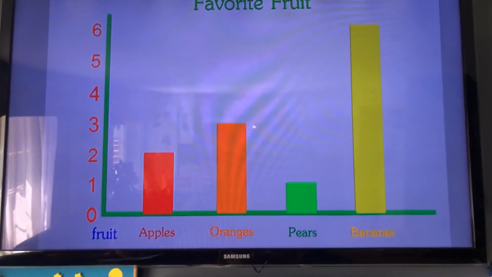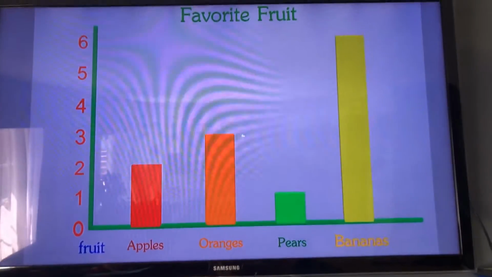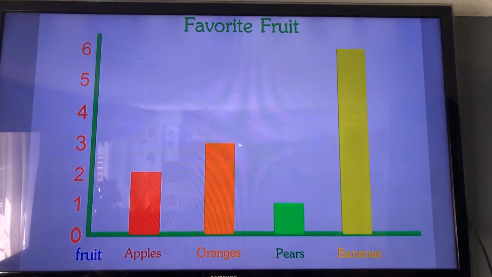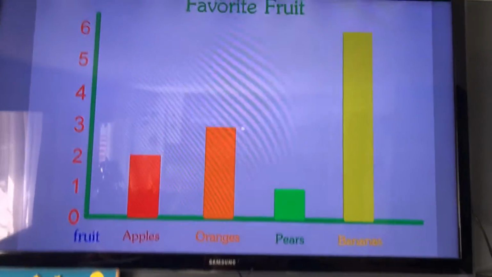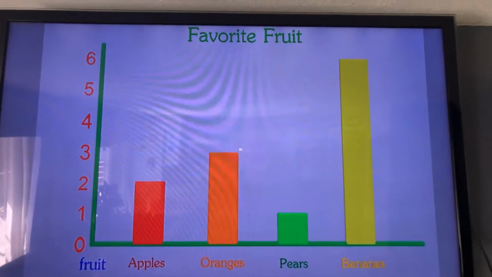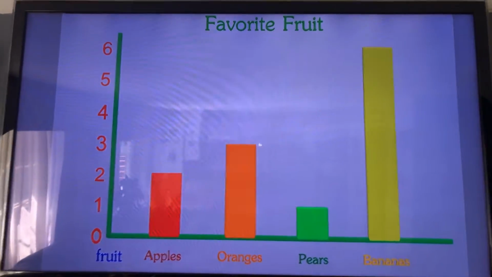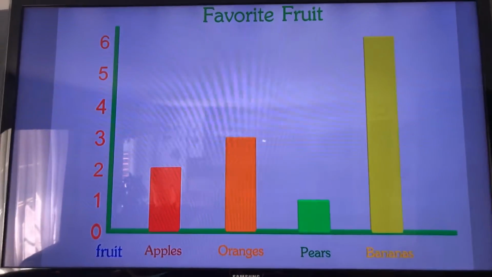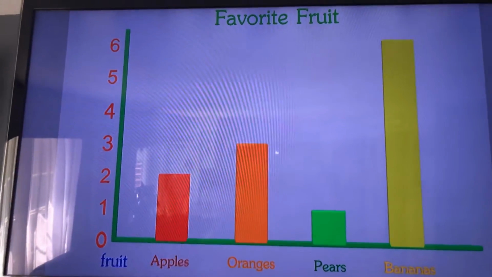Bananas is correct. What was the least favorite fruit? The one that got the smallest number of votes? The pears. And what group got 2 votes? The apple group or the orange group? Yes, if you said apples and followed your fingers to the number 2, you're right.